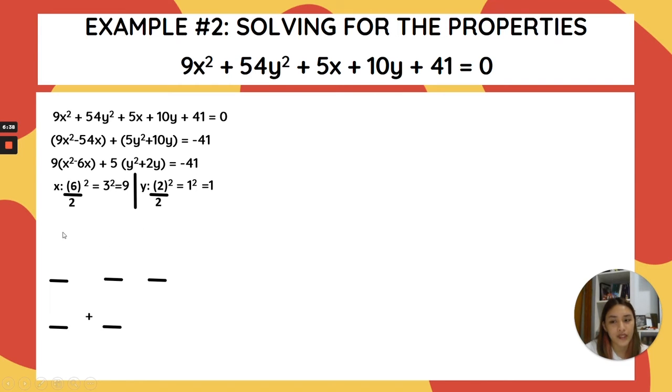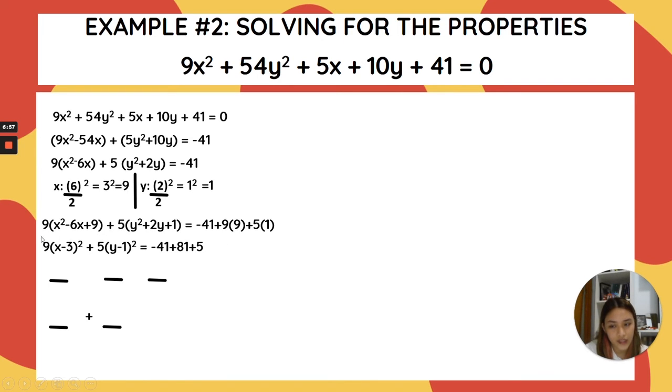And then we factor out. So we have 9 times x squared minus 6x plus 9 plus 5 times y squared plus 2y plus 1 equals negative 41 plus 9 times 9 here, and then plus 5 times 1. And then again here we will have 9 times x minus 3 quantity squared plus 5 times y minus 1 quantity squared equals, copy negative 41. And then 9 times 9 is plus 81, and then 5 times 1 equals 5, so plus 5 here. And then we simplify.